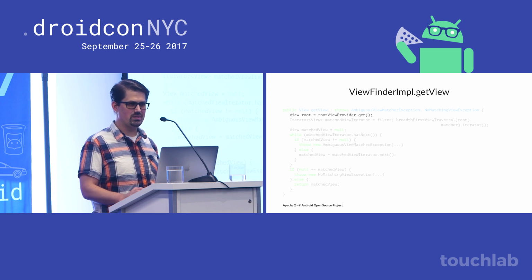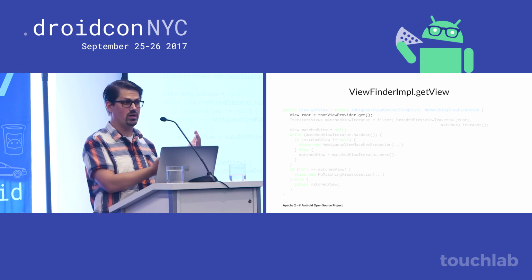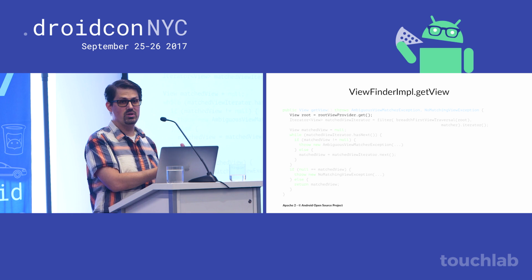So the first thing it has to do is figure out which view hierarchy it is looking into. Every activity has its own window. Every window has its own view hierarchy. So there's a root view with a whole tree of views for every activity. If you have two activities and one comes in front of the next, Espresso needs to make sure it's looking at the activity that's in the foreground that has focus.